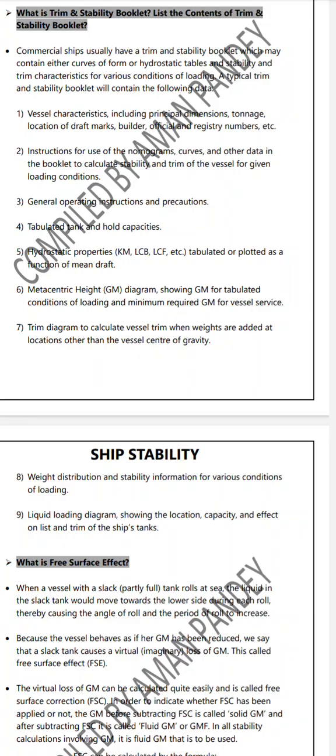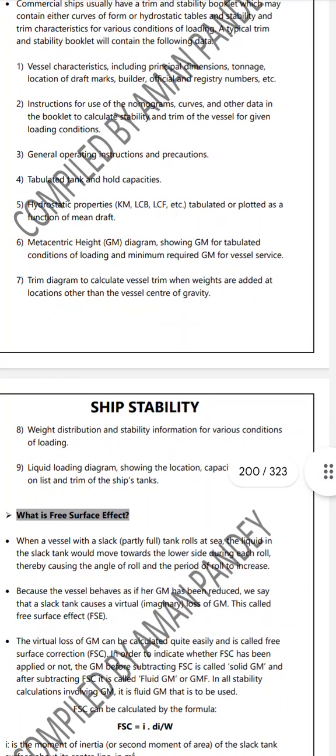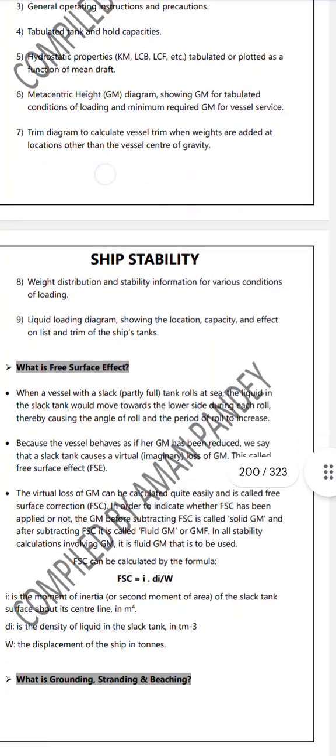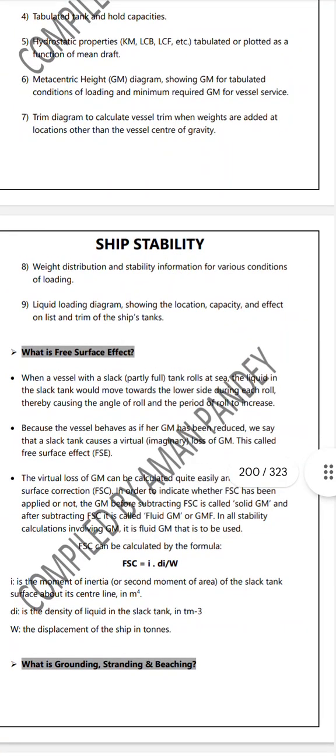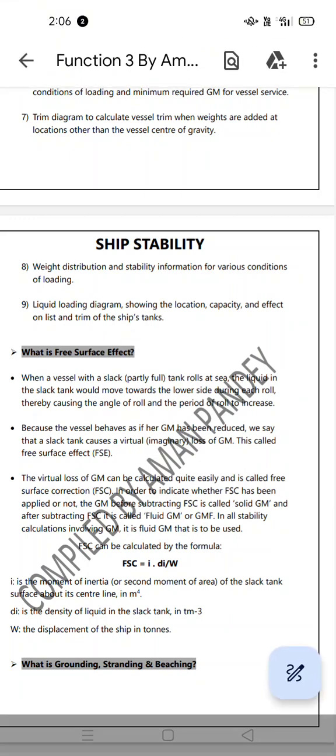Okay. Trim diagram to calculate the vessel trim when weights are added at a location other than the vessel's center of gravity. Trim diagram. This I had missed. Trim diagram to calculate vessel trim when weights are added at a location other than the vessel's center of gravity.